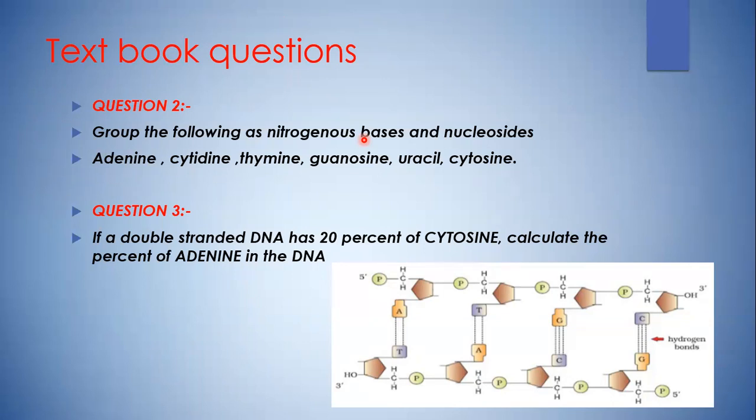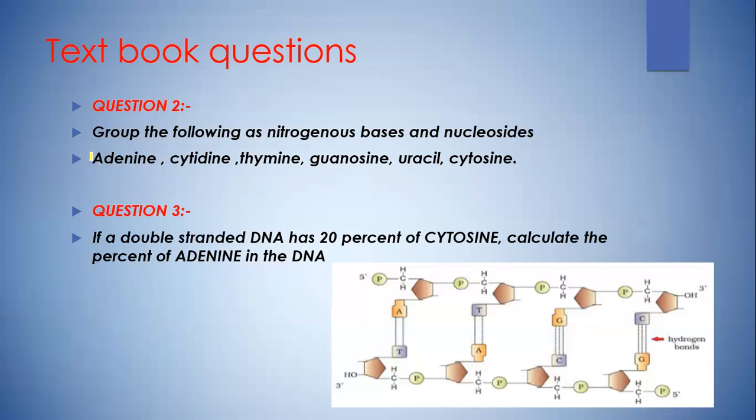So group the following as nitrogenous bases and nucleosides: adenine, cytidine, thymine, guanosine, uracil and cytosine. Just remember one thing about the nitrogenous bases. They are broadly classified into two types, purine and pyrimidine. Under purine, adenine and guanine come. Under pyrimidine, what come? Cytosine, uracil and thymine.